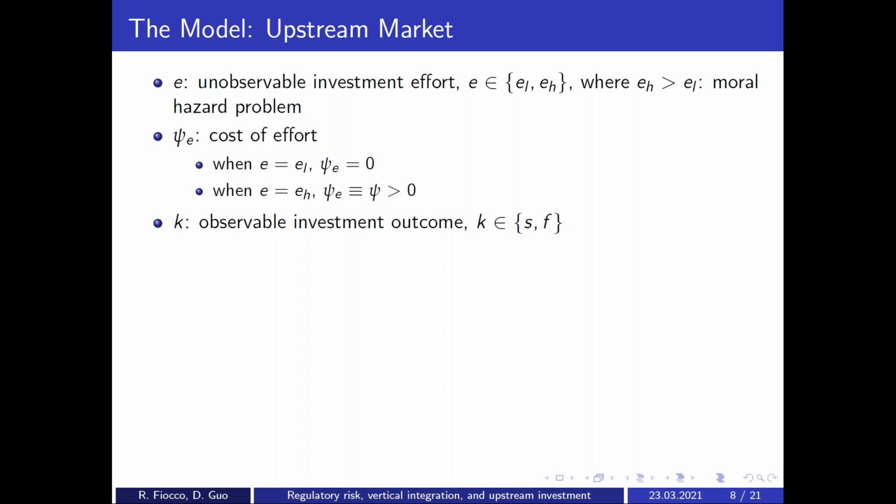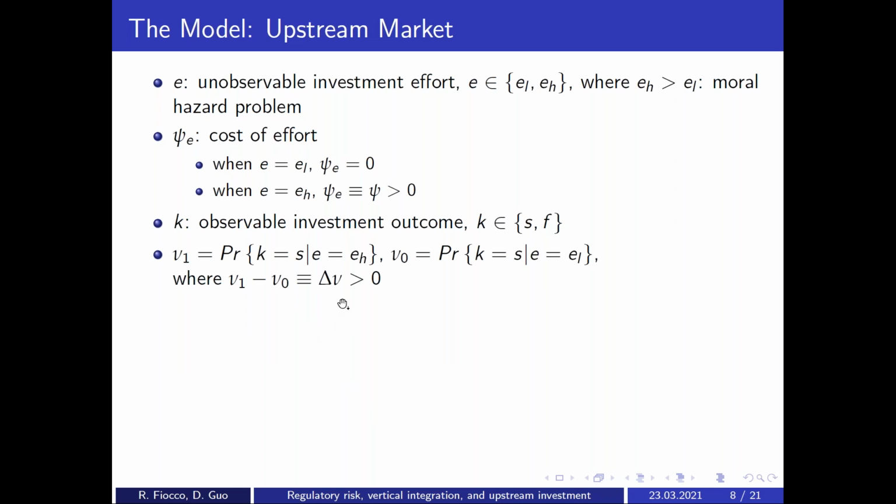The investment outcome K is observable, and it can be successful S or failed F. The successful outcome can be interpreted as reducing the price or improving the quality of the input provided to downstream firms. This definition just shows that if the upstream firm provides high effort, the probability that the outcome is successful is higher than when effort is low. Okay, except for these assumptions, we do not use any restrictive assumptions.